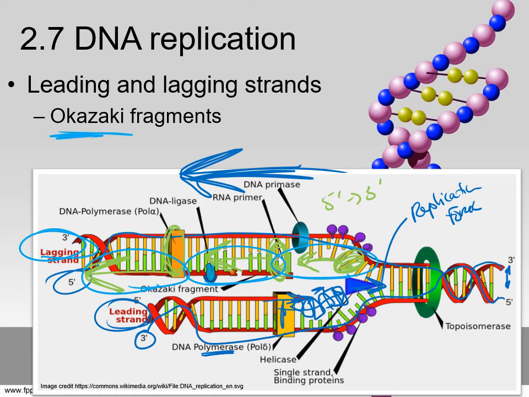Okazaki fragments form on the lagging strand of the DNA as it's getting replicated because polymerase can only go in a 5' to 3' direction. And on the lagging strand, polymerase has to work in the opposite direction of helicase. And so it takes a little bit longer, and we have these little fragments.